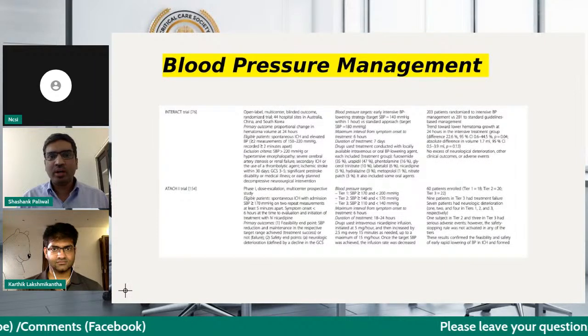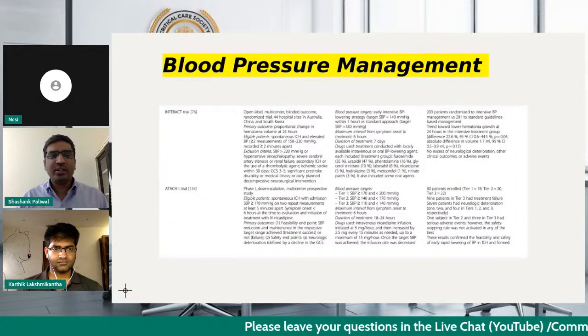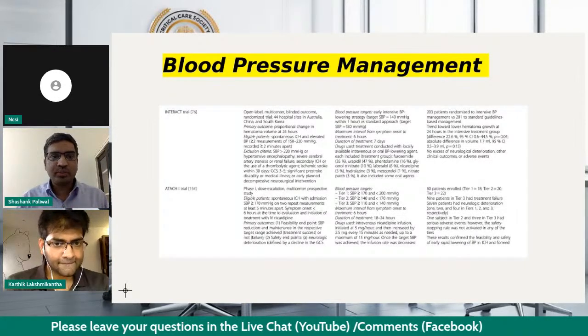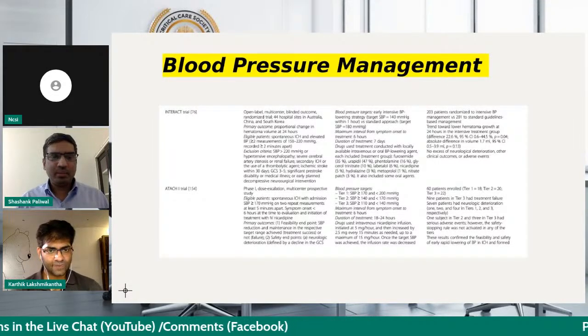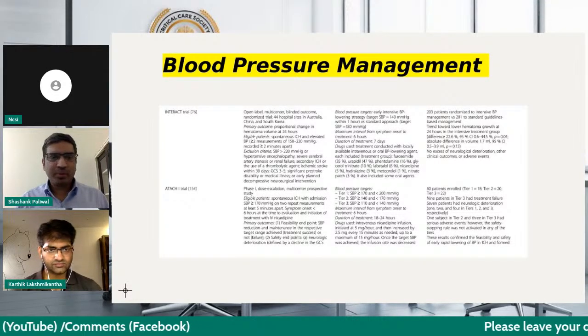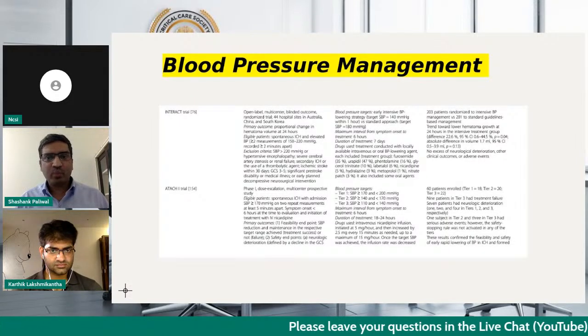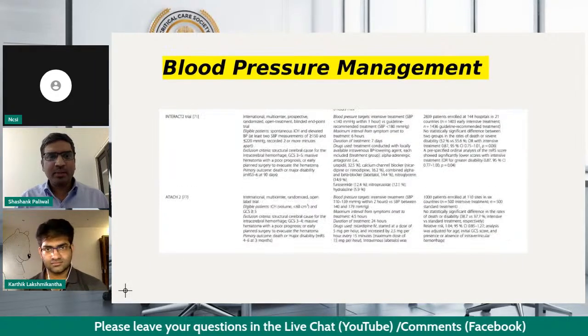Coming to the first and the most talked about and the most researched thing, what should be the ideal blood pressure management and what should be the thresholds? Quickly, there have been multi-centric trials. The most important ones are the INTERACT trial 1 and 2 and the ATACH trial 1 and 2. So I'll quickly summarize.